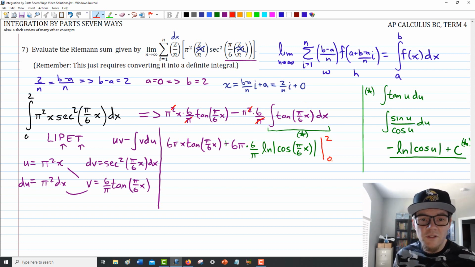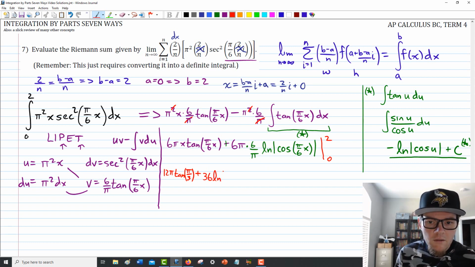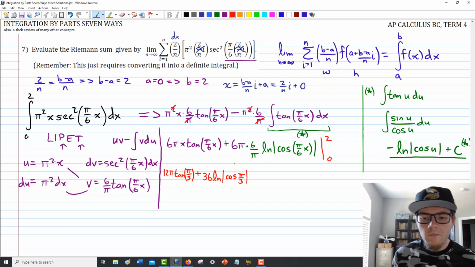I'm just going to plug in 2 and 0 first to see if we can get rid of anything. I'm hoping that we can, but we'll find out what happens. So the first term, if we plug in 2, we're going to get 12 pi tangent of pi over 3, plus it looks like 36 natural log of the cosine of pi over 3. So we're going to have a little bit of trig work to do here in a second, but we'll get there. So that was the first part of the fundamental theorem.